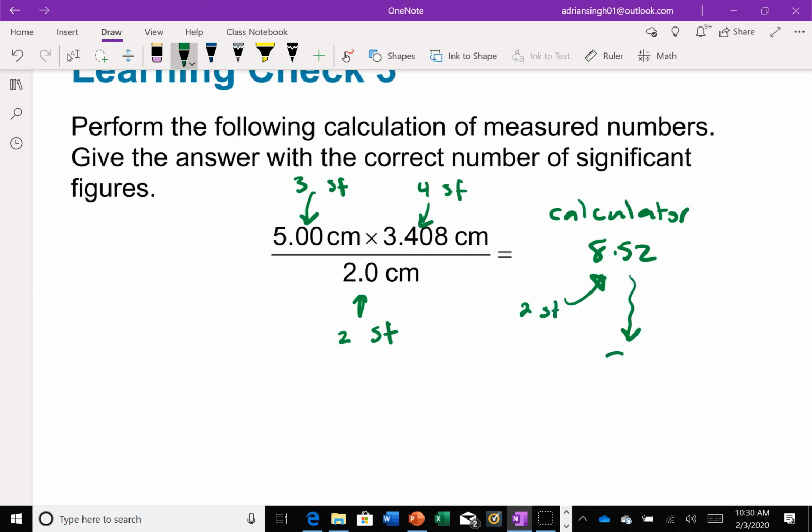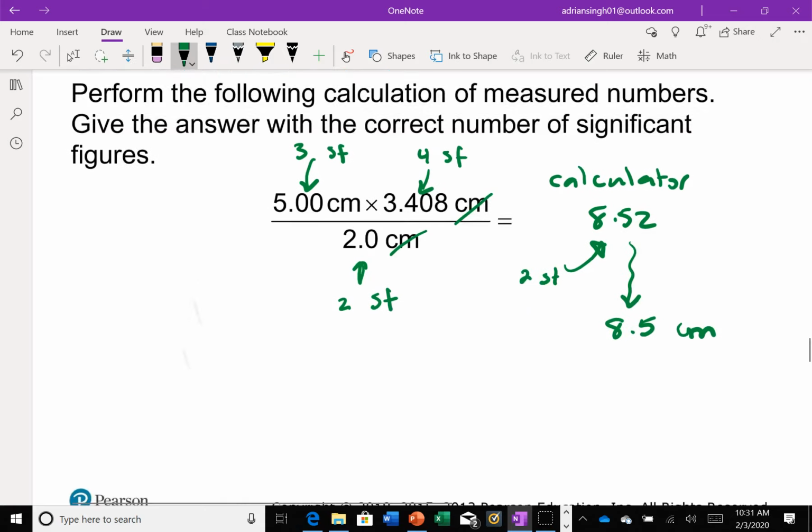And then that would be 8.5 as your final answer. And then the unit here, if you pay close attention to it, is not just a number, but the unit as well, which would be centimeters. All right, so multiplication and division follow the same rule, which is the answer can only have as many sig figs as the number with the least number of sig figs.